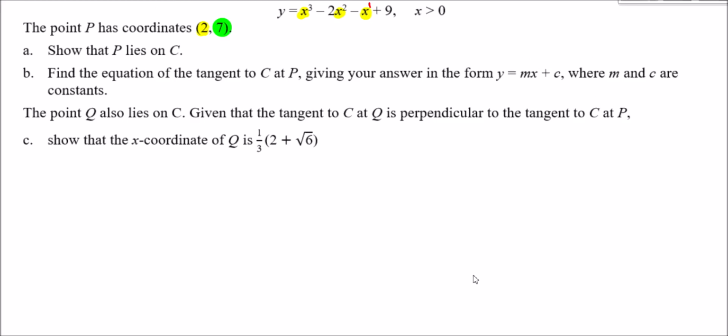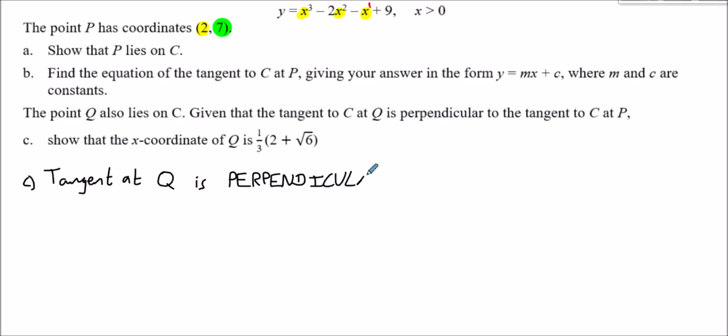Part C, show that the x-coordinate of Q is 1/3 brackets 2 plus root 6, where point Q is also on C, and that the tangent to C at point Q is perpendicular to the tangent to C at P. A bit of a mouthful. So let's just think about this step by step. Well, we know for definite that the gradient of a tangent at Q is perpendicular to the tangent at P. So let's just put this down in some plain English. So the tangent at Q is perpendicular to the tangent at P. I'm just trying to get this question written in a way which just makes a bit more sense, because sometimes the wording can throw you off. Tangent at Q is perpendicular to the tangent at this point P.